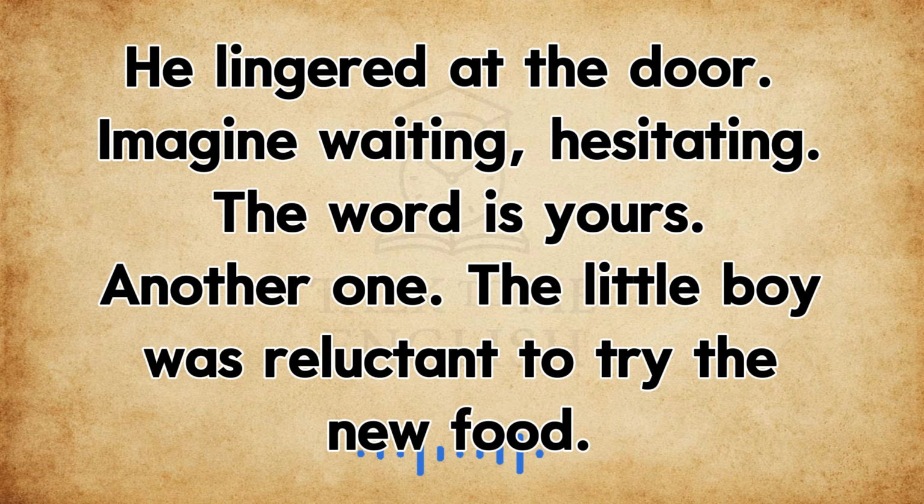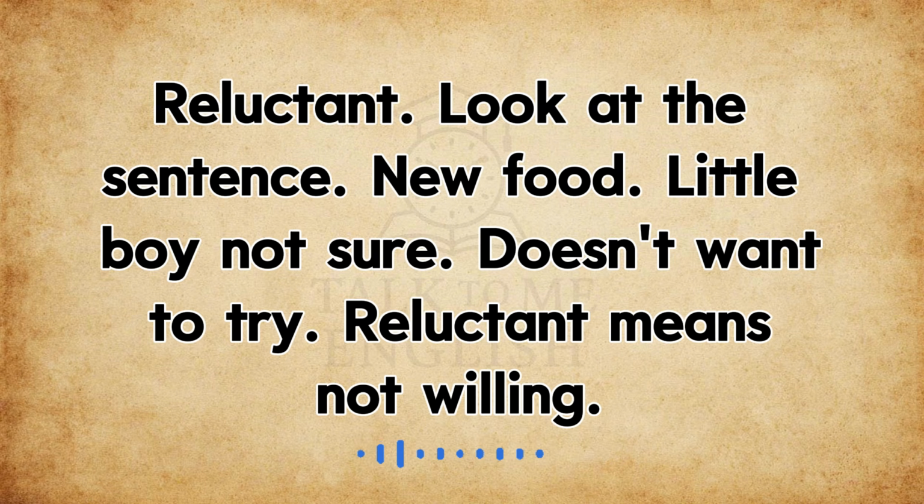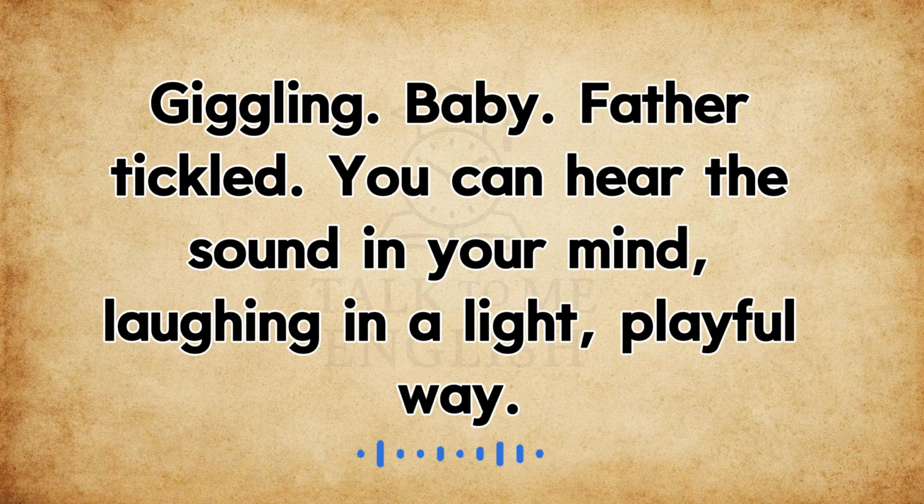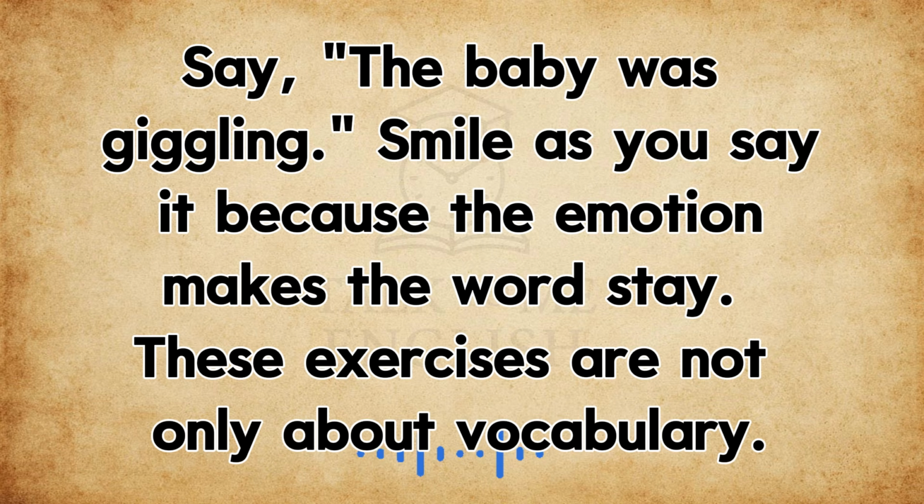Another one. The little boy was reluctant to try the new food. Reluctant. Look at the sentence. New food. Little boy not sure. Doesn't want to try. Reluctant means not willing, not eager. Say he was reluctant. Feel that hesitation in your body. One more. The baby was giggling when her father tickled her. Giggling, baby, father tickled. You can hear the sound in your mind, laughing in a light, playful way. Say, the baby was giggling. Smile as you say it because the emotion makes the word stay.